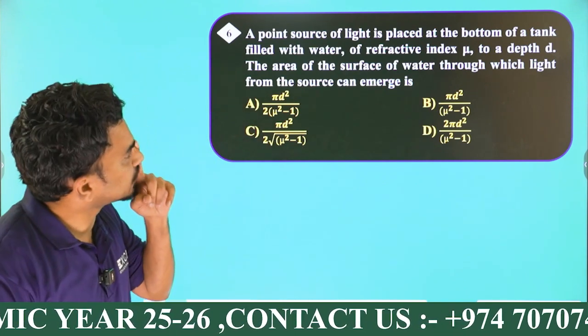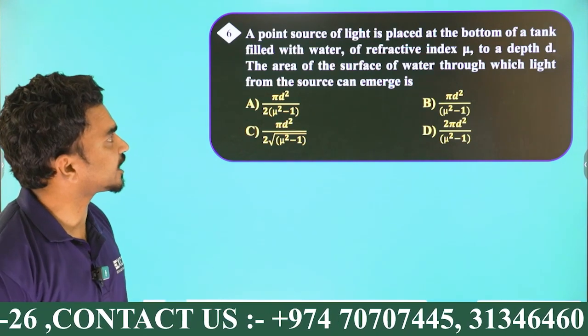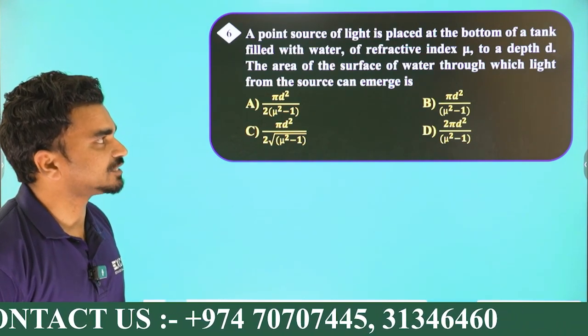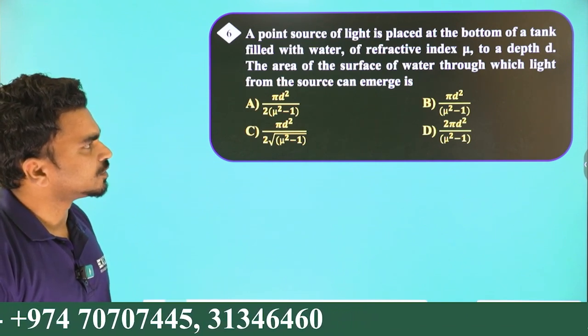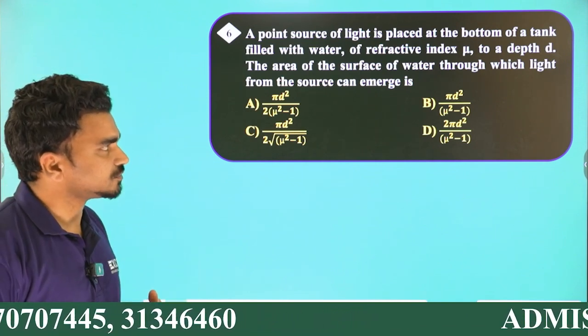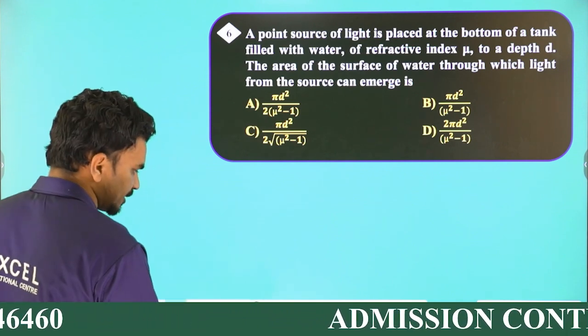Okay. So look at this question. A point source of light is placed at the bottom of a tank filled with water of refractive index mu at a depth d. The area of the surface of the water through which light from the source can emerge out is.